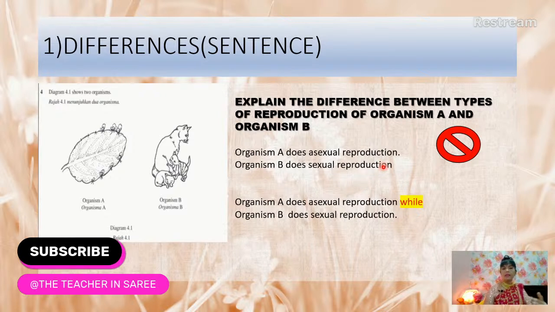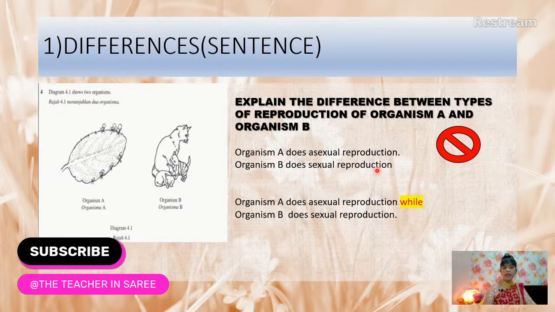When you separate them into two different sentences, this is not comparing. This is not differentiating. This is stating. That means you are stating what organism A is, you're stating what organism B is. Definitely that is not what they ask. They ask you to differentiate. And when they ask you to differentiate, you have to give it some respect and act accordingly.